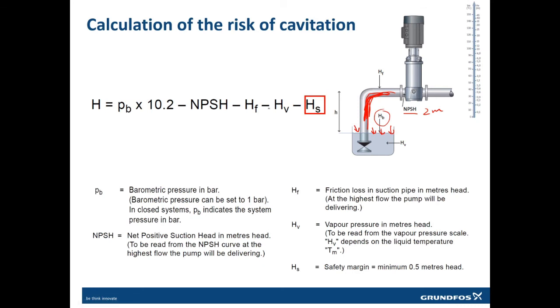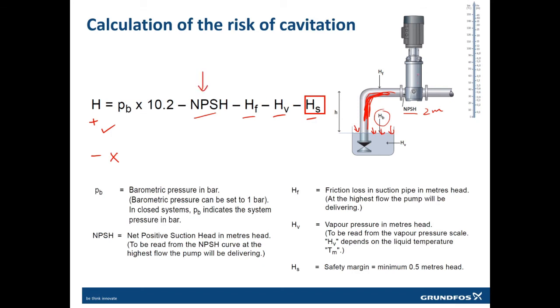Now if you can see here, this is negative, this is negative, this is negative, and this is negative. After this calculation, if your result is positive, that means you will not have cavitation. But if your result is negative, you need to change something, you will have cavitation. How can you do that? Either you need to decrease the NPSH.